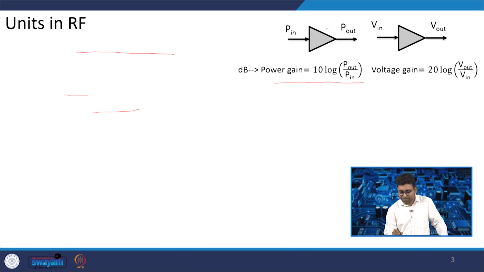If an amplifier is given, there is output power by input power, and then the voltage gain, that is V out by V in. The only difference is that if the input and output are matched, then you can directly write power gain is equal to voltage gain.